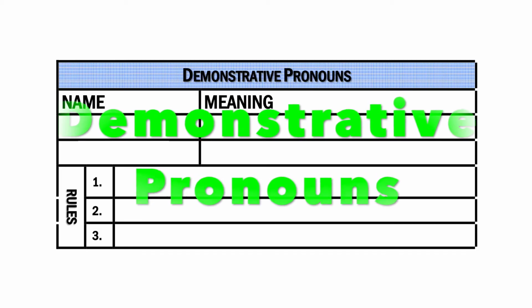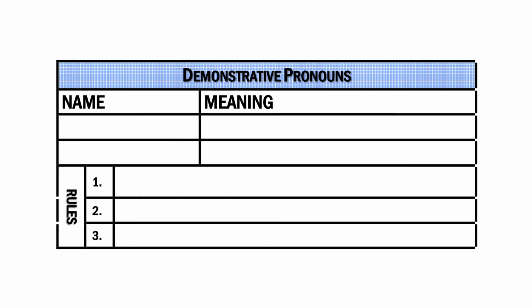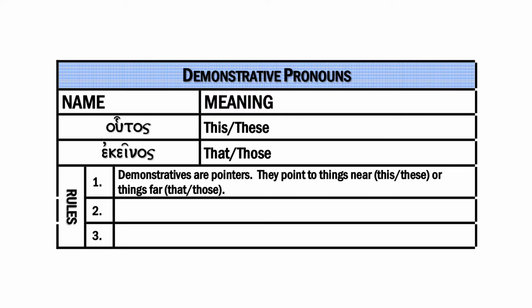Okay, let's get right into these demonstrative pronoun charts, and we're going to start with the word houtos, which means this or these. Ekainos, which means that or those. And let's look at 3 general rules when dealing with demonstrative pronouns. First of all, demonstratives are pointers. They point to things near, this or these, or things far, that or those.